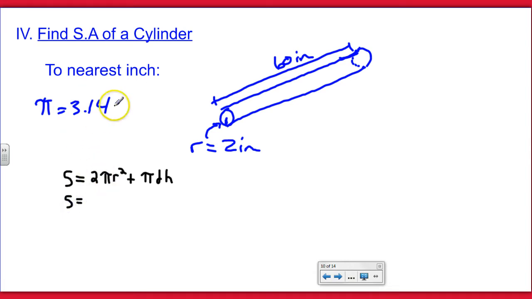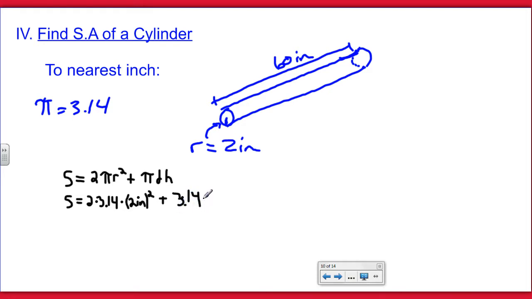So we are told to use 3.14 for pi. So we could write 2 times 3.14. And then what is the radius? Well, the radius is given, isn't it? The radius of our base is given here. It's 2 inches. So we're going to multiply by 2 inches. I'm going to use parentheses here. 2 inches. And we're going to square that radius. So 2 inches squared. Notice that the inches are squared and the 2, right? And then we will add pi.